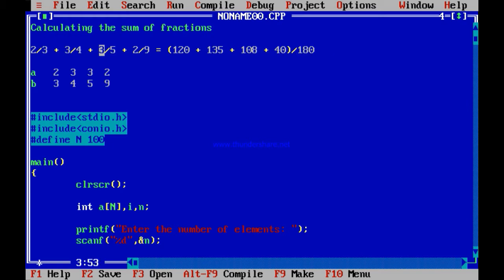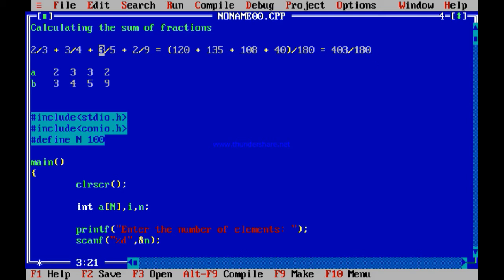So you can say the sum of the fractions is equal to 120 plus 135, that is 255, plus 108 is 363, plus 40 is 403. So the sum is 403 divided by 180. So 403 by 180 is the answer. So you understand how I do it?